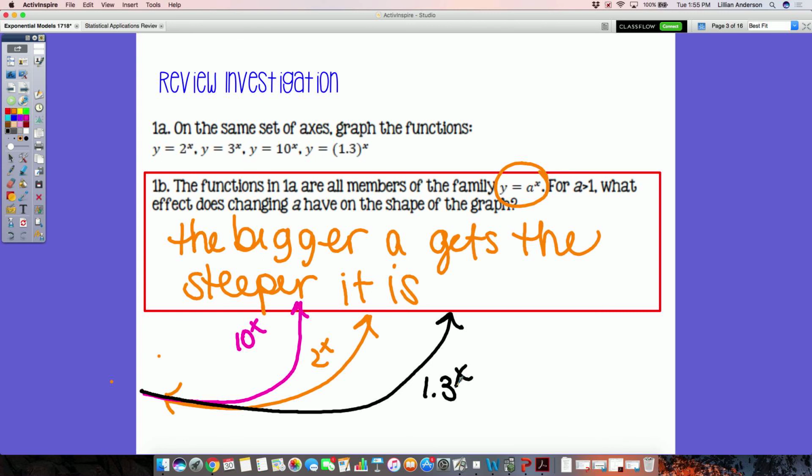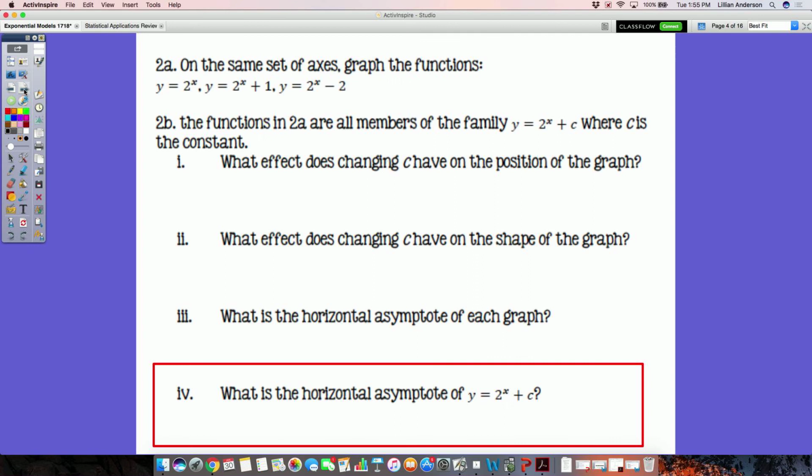Yeah? Okay? Let's look at number 2. Then I had you graph these other few. 2 to the x, then 2 to the x plus 1, 2 to the x minus 2. They were all a part of this particular family. Okay? Where c was some constant. What effect did changing c have on the position of the graph? Remember, somebody different.